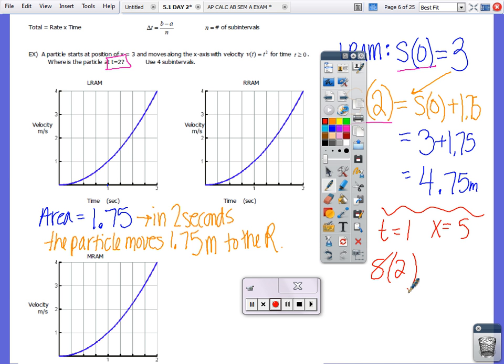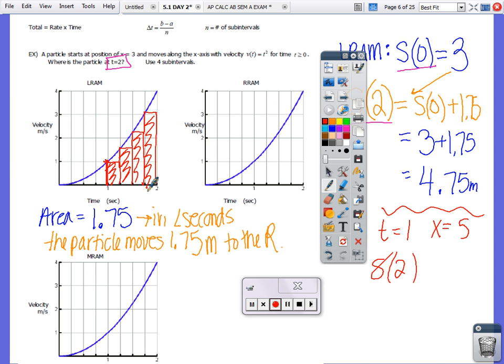Uh-huh. And do what? Did I tell you to do? Well, however many subintervals, yeah. You want to do 2 of them? I'll do 2 of them. Yeah. It says 4? All right, we can do 4. All right. 1, 2, 3, 4 subintervals. Find those. Okay. Then you add it to 5.